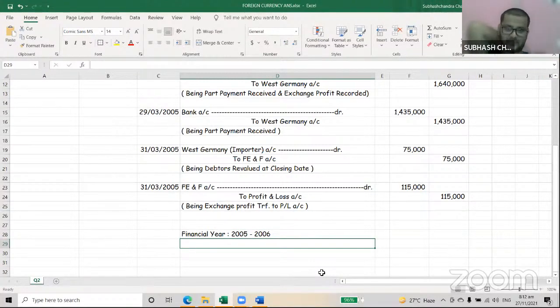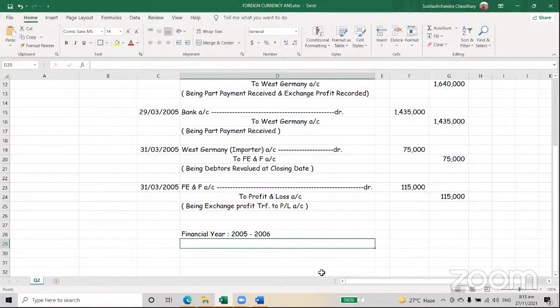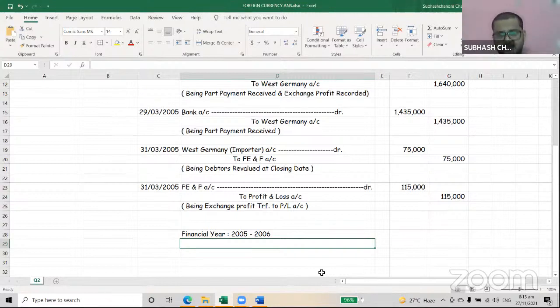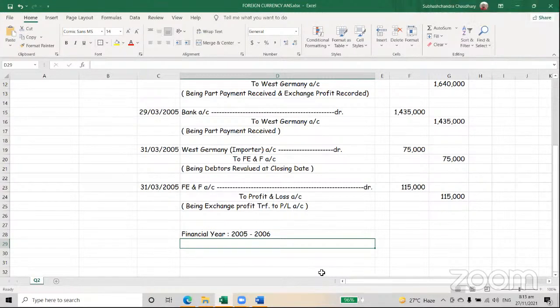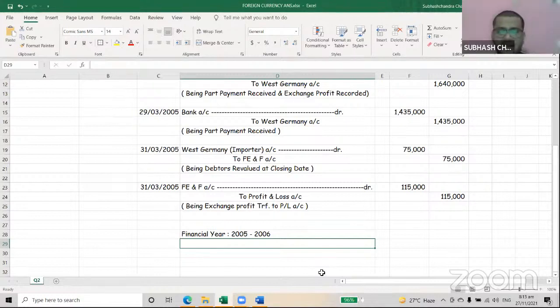2005-6, and in 2005-6 you will make the payment. The April one, the last payment, and the value is already increased. So we will check. What will we record here?